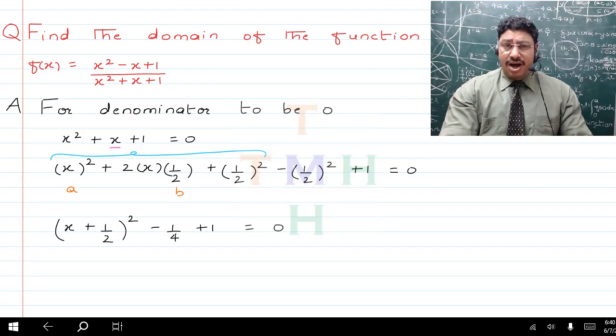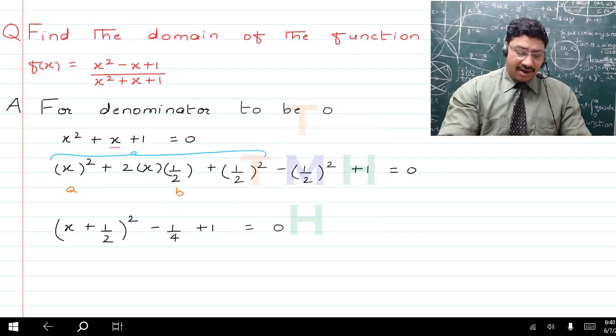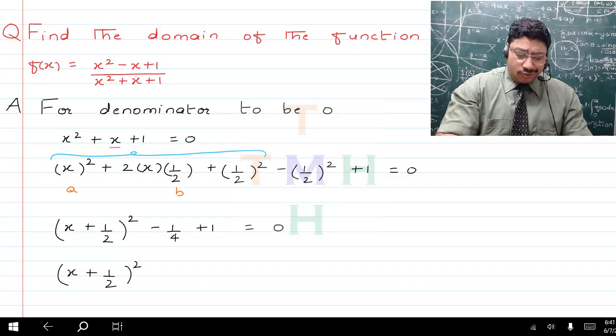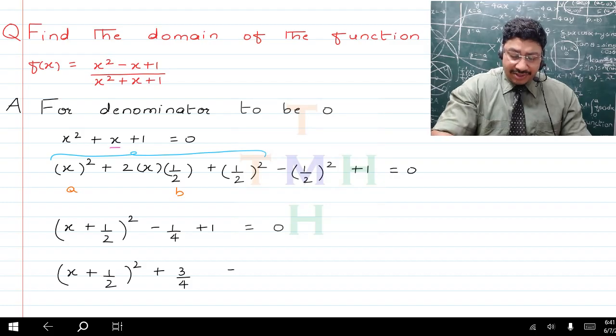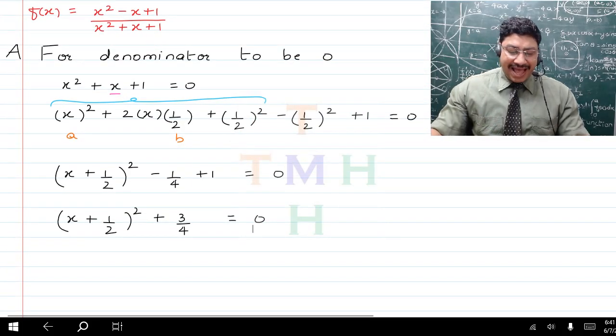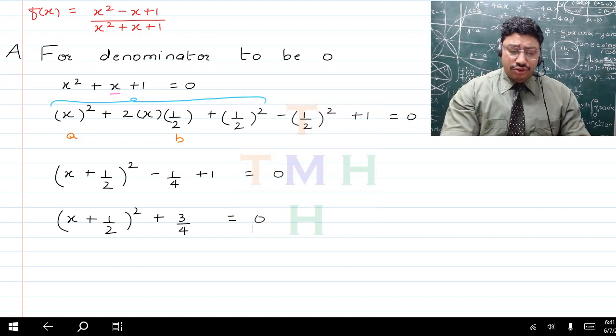Now as the last 2 are constants, we can deal with them and find out a value, so that will then become x plus 1 upon 2 whole square, right? To which is going to be added 3 upon 4, as we can find the LCM, which becomes 4, and then from 4 if we subtract 1, that's going to become 3, and thus you see that we have x plus 1 upon 2 whole square plus 3 upon 4, right, which is equal to 0, is what we will try and check.